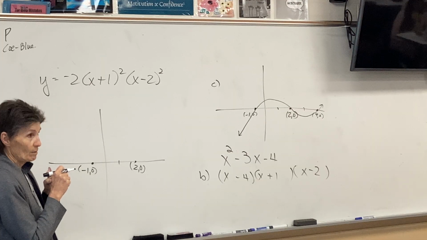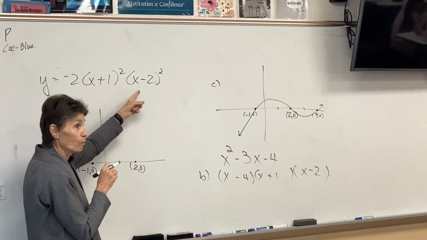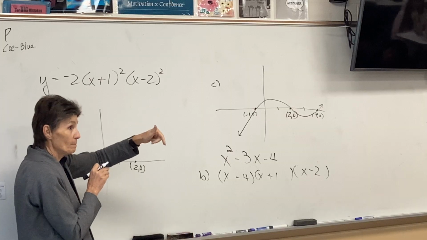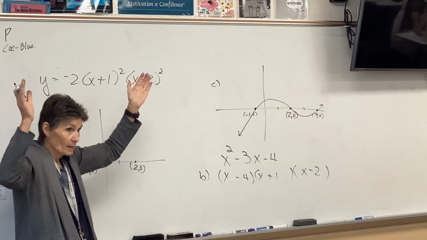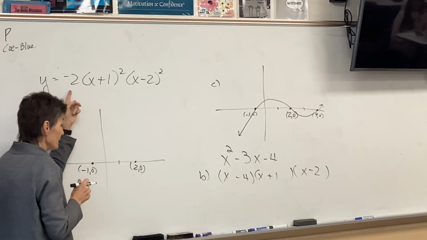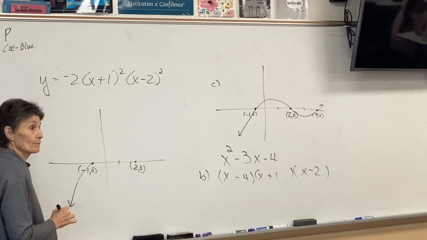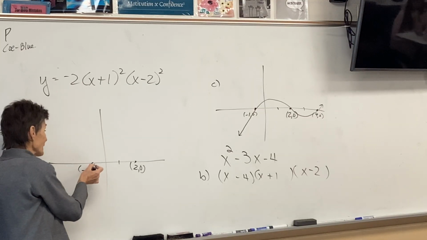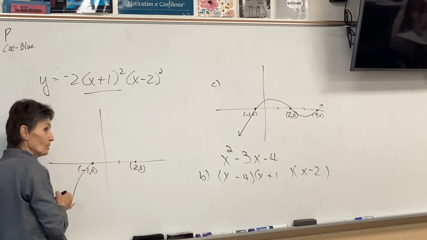Count how many. So I've got 2 of them here and 2 of them here, so there's 4 of them. But there's a negative. Okay, so 4 of them, even, up, but negative means it's actually going to start down here because of the negative.